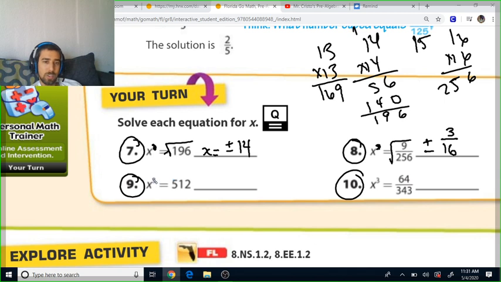Cubed. Okay, so in order for you to get rid of this cubed, you need to do the cube root of 512. So the cube root of 512, what's the answer? What times what times what gives you 512?